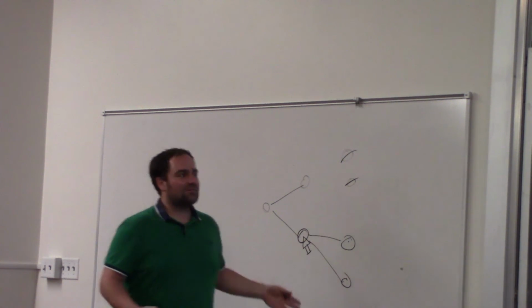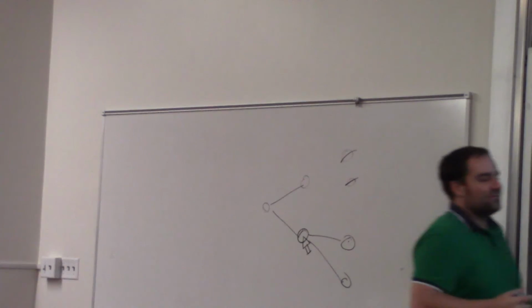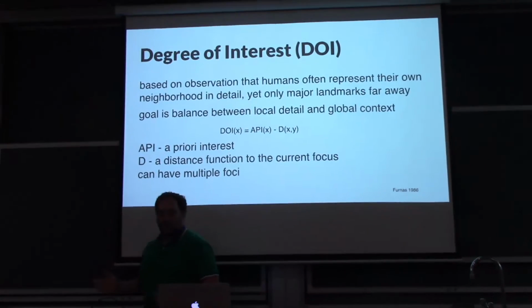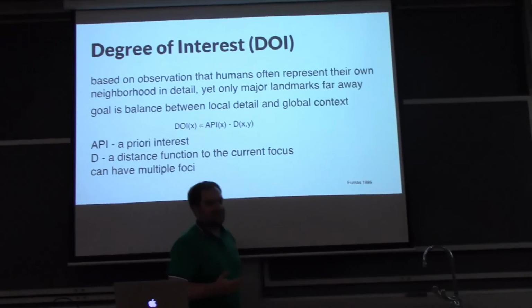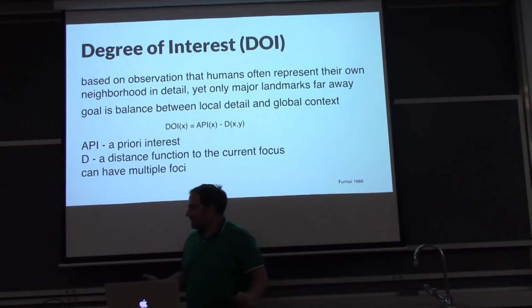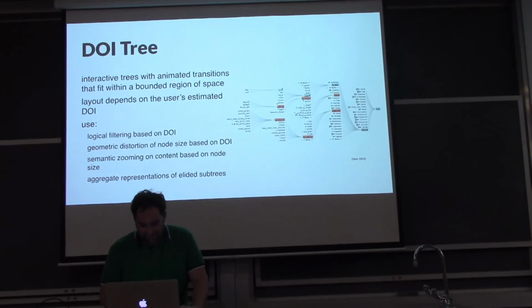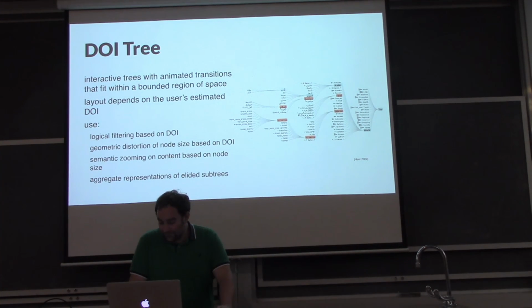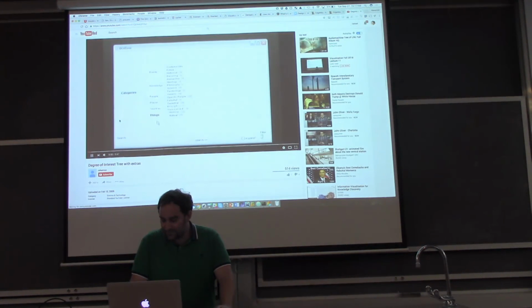And so the tree is the simplest example here, but you can actually use this for so many different techniques, and this is such a fundamental idea of these relationships of an a priori interest and a degree of interest. You'll see other examples in a second. So the classical example is this degree of interest tree. So here's a little video of that.